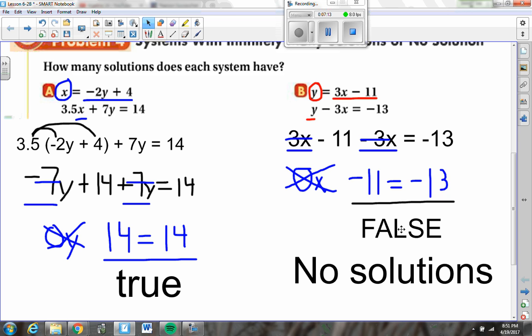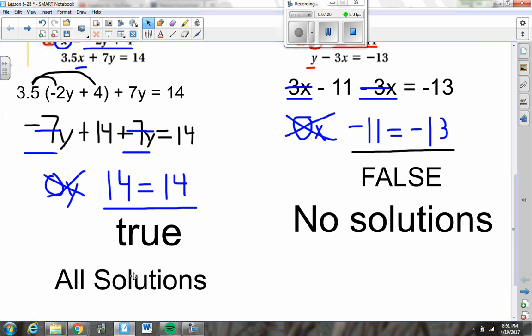So when you end up with something that's true after all your variables disappear, then you have all solutions. When you end up with something that's false, you have no solutions. If you have questions about when we're going to have no solutions or all solutions, because it doesn't happen all the time, just rarely, please make a note to ask me in class tomorrow.